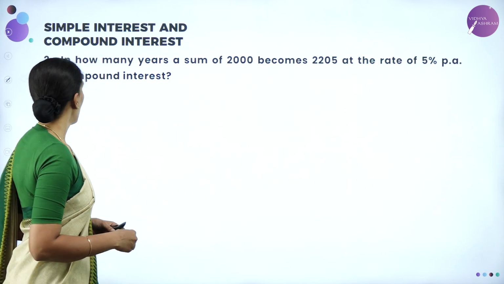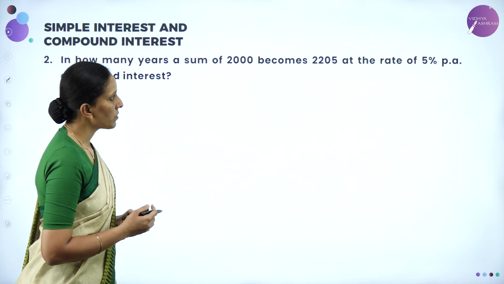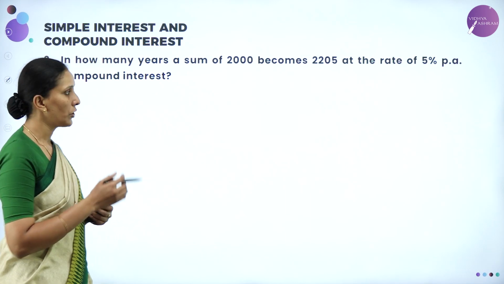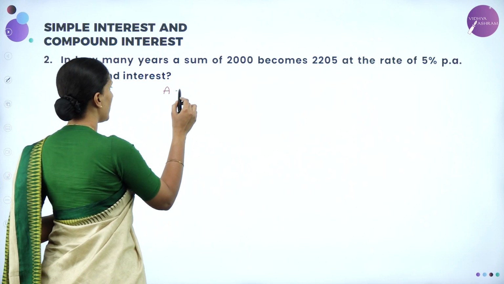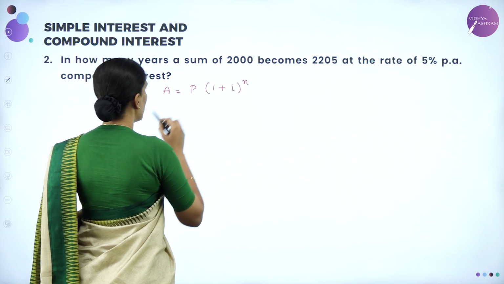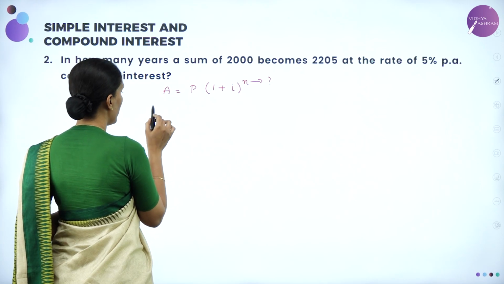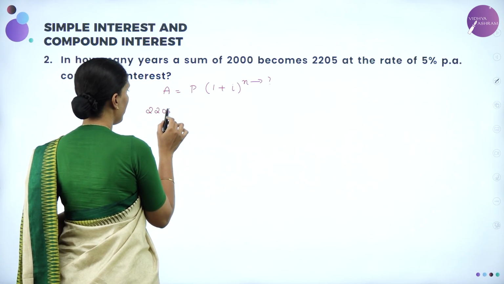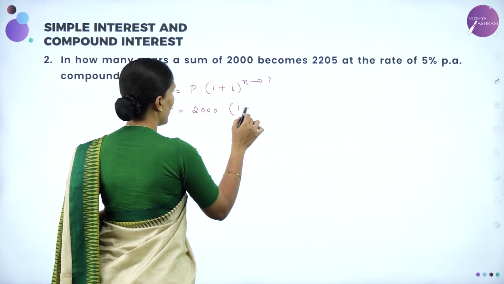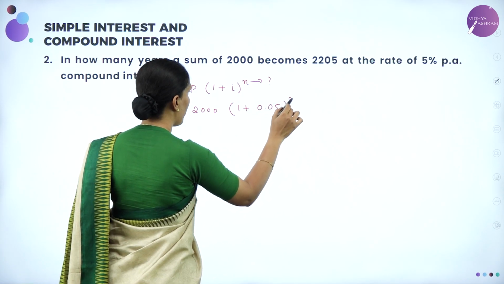Next question. In how many years does a sum of 2000 become 2,205 at the rate of 5% per annum compound interest? We know the formula: amount is equal to principal into (1 plus I) whole to the power N. Here we need to calculate N, so we don't know the value of N. The amount is given, so that is 2,205. The principal is given, so that is 2,000. And 1 plus the rate of interest, 5%, is 1.05 whole to the power N.